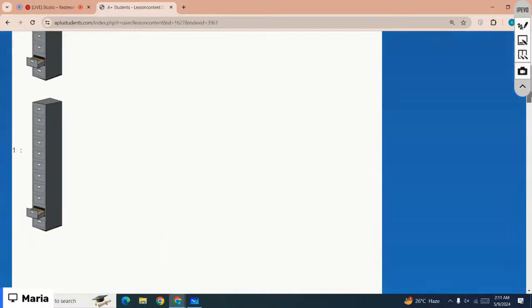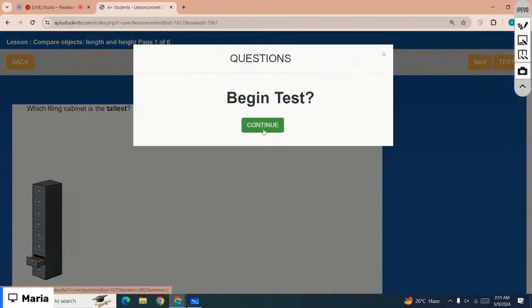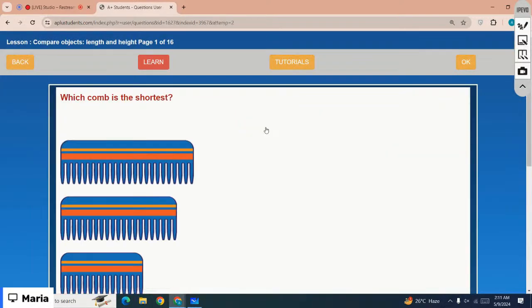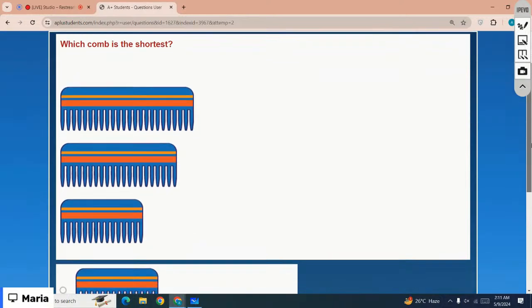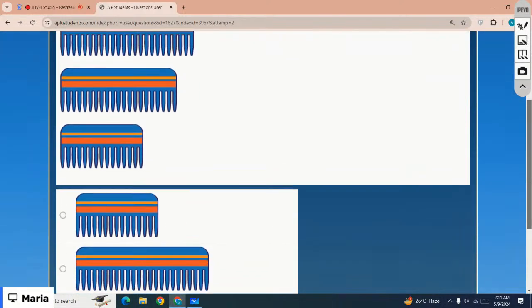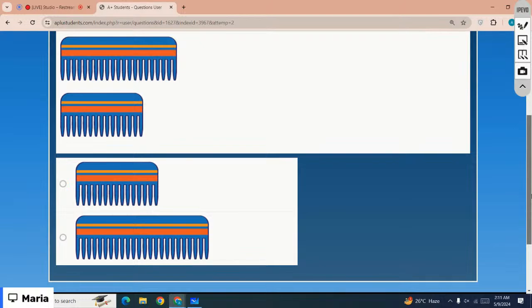Let's just start with the test questions. Which comb is the shortest? Which is the correct option? Just look at the options, right? You can write option 1 or option 2. Write 1 or 2. So which is the shortest? Option number 1 is the correct option. You need to find the shortest one, right? So the first one is the shortest.